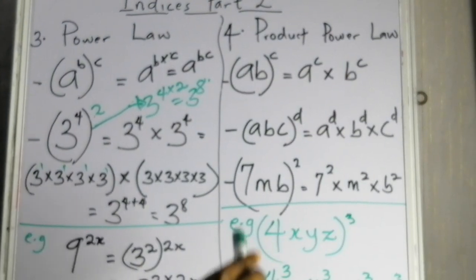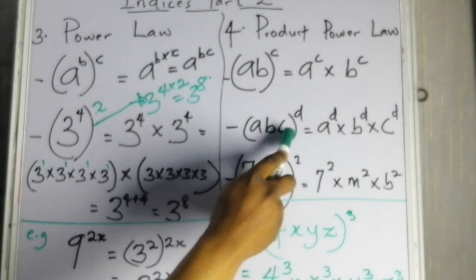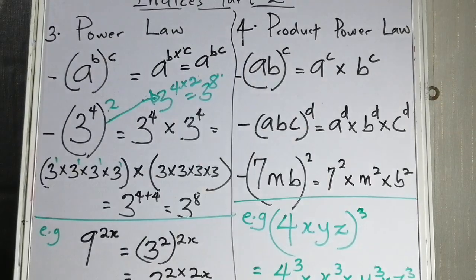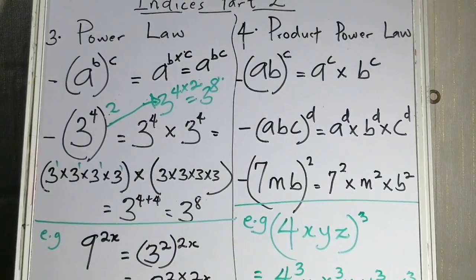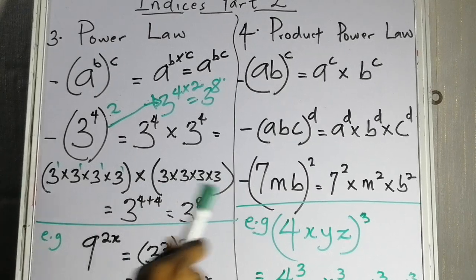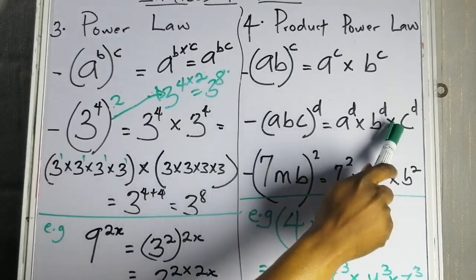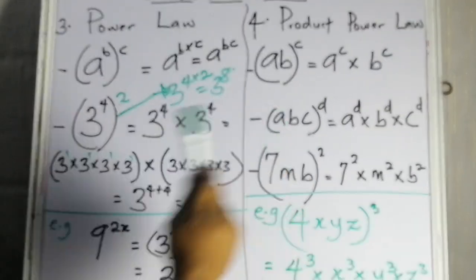Okay, the same thing applies. You can have a different value here. A, B, C, all raised to power D. Product power law says to distribute the power across, which is A raised to power D times B raised to power D times C raised to power D, ABC within the brackets.